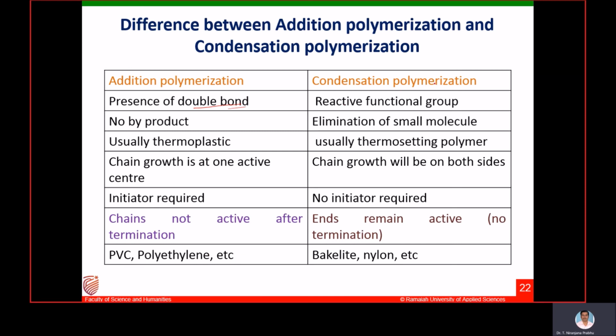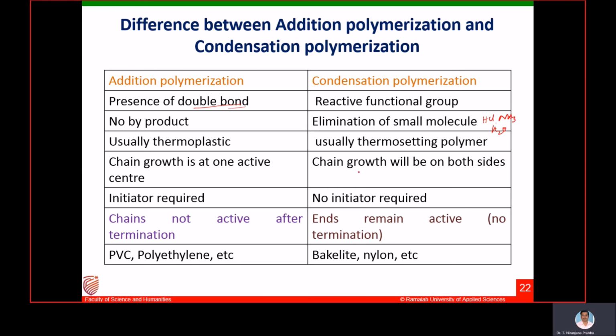In case of condensation polymerization, there are reactive functional groups available on the monomer molecules. When you carry out condensation polymerization, elimination of small molecules like HCl, NH3, or H2O takes place. Such small molecules get eliminated during the reaction. So usually thermosetting polymers are formed by condensation polymerization.